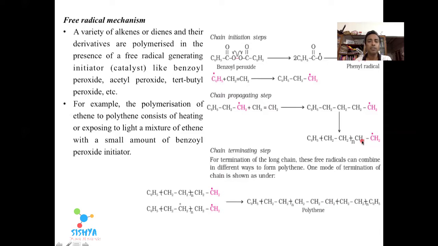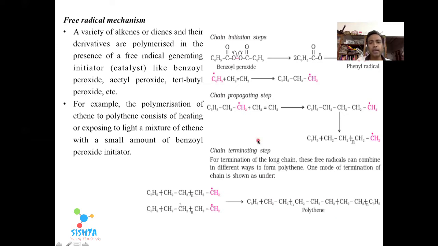These propagation chains can be terminated by the combination of free radicals, which has been shown in the third step, leading to the formation of polyethene. These are the ways through which different sorts of peroxides are used as catalysts.